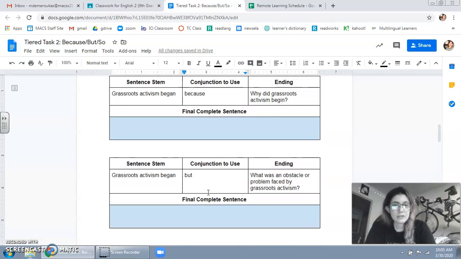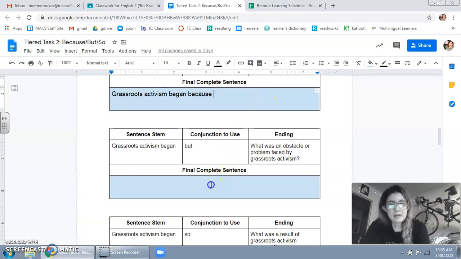Okay? So the guiding questions are different because, but, and so are different words, and they prompt different answers, right? So because is a reason. So if my stem is grassroots activism began, and then I have to give a reason, my question is, well, why did it begin? Okay? So you'll start by saying grassroots activism began because, and then whatever my answer to this question is, okay?